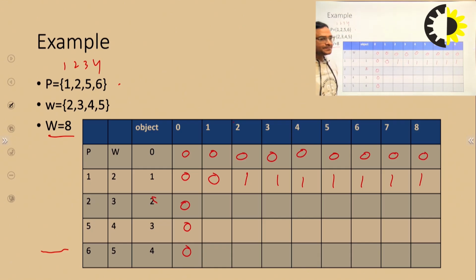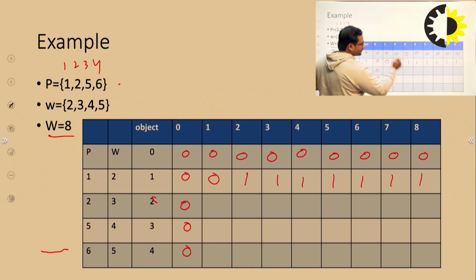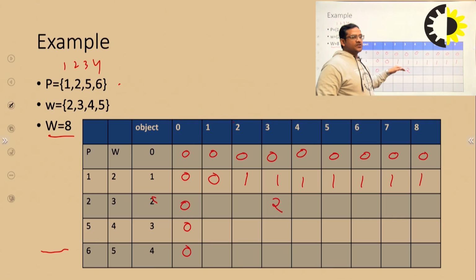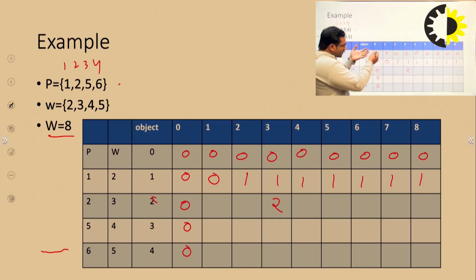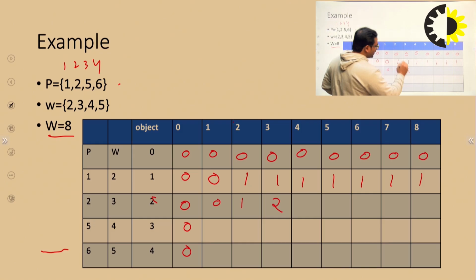Got my point? Now, the second item. When I select this second item, the weight is 3, and the profit is 2. We can write 2 here. It should be greater than the previous one. If I can include anything, we have to write increasing values. So we write 2 here. What is the previous value? You can just copy paste from the upper value.